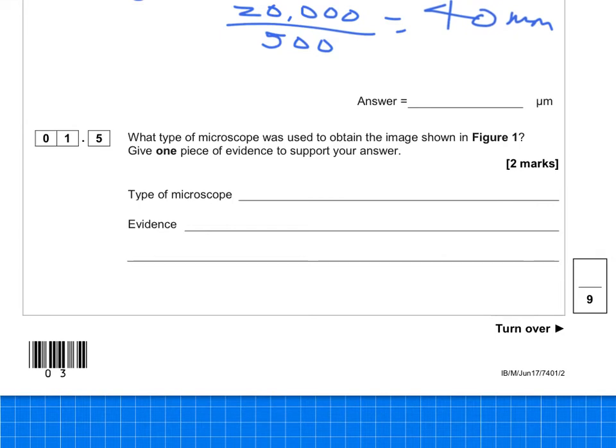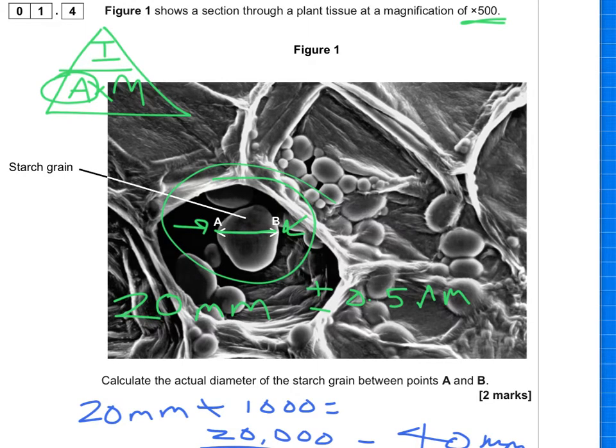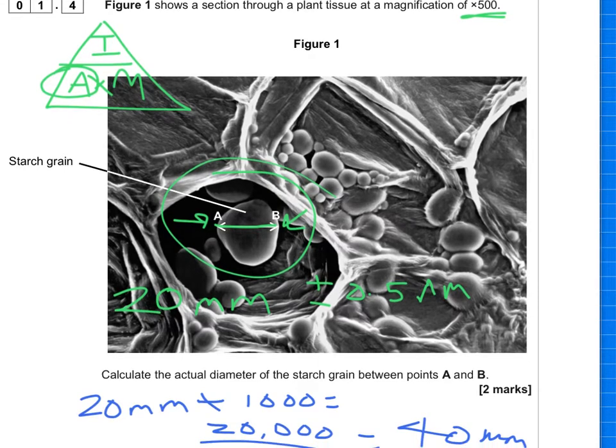And then 1.5, it asks you what type of microscope was used to obtain the image. Give one piece of evidence. Well, let's have a look at the image, and what a fine image it is too. So you'll notice some elements of the image.